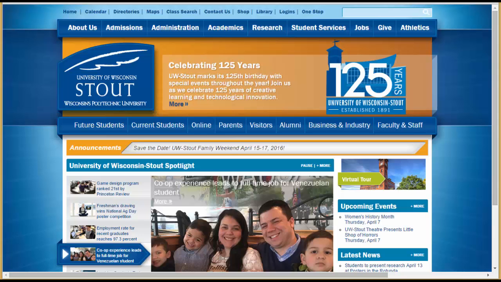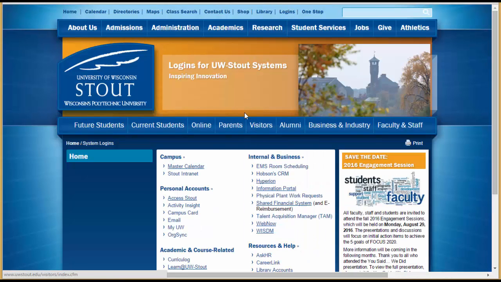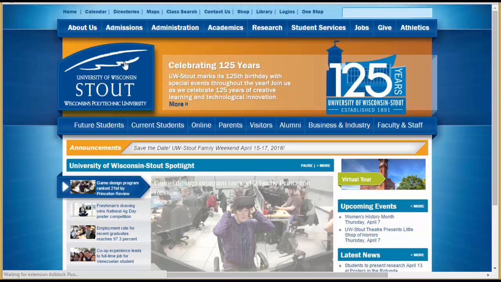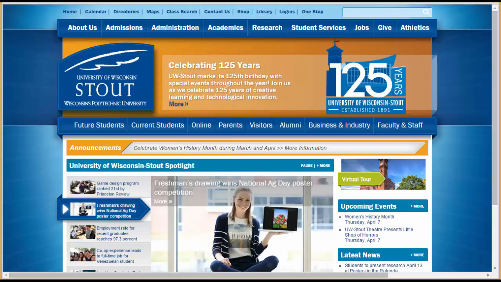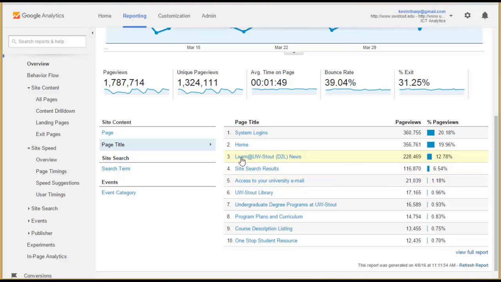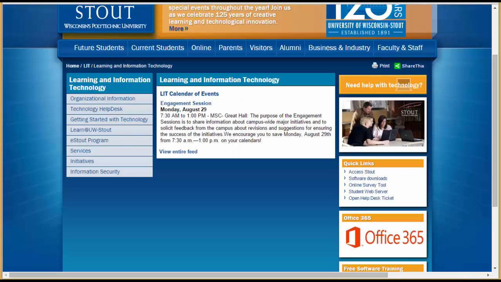If we look at the website, that page is this logins page. That logins page brings you to all of the different systems that you can log into. So that's the most commonly used page. The second most commonly used page is the home page, which is just where you first land when you hit the UW Stout site. Then we see this third one, which has a lot of traffic too: Learn at UW Stout D2L News. That is the page we use as an access point for our content management system.